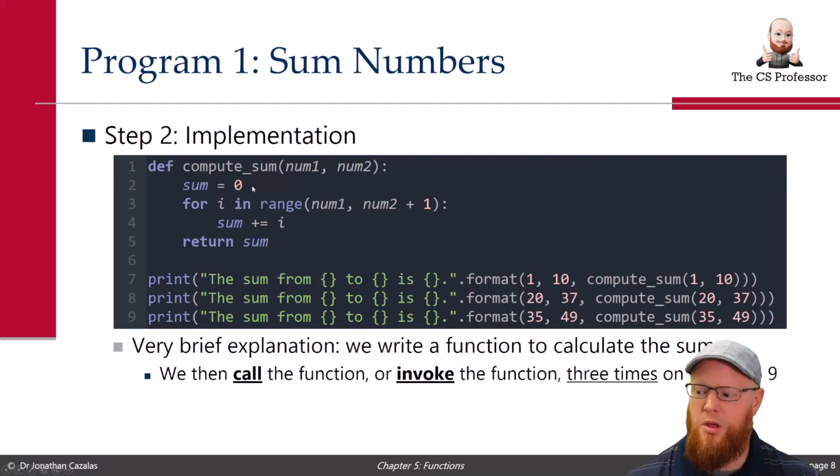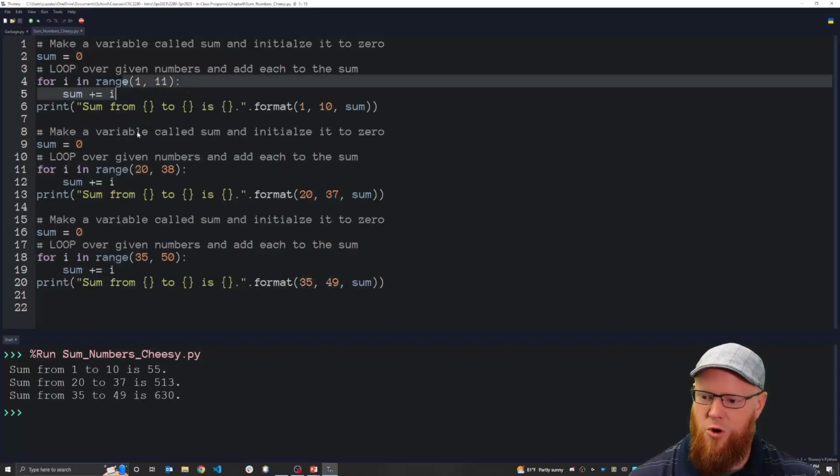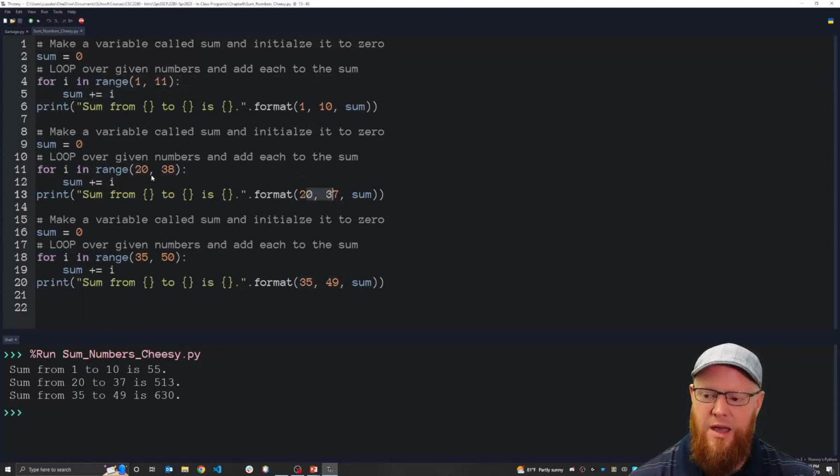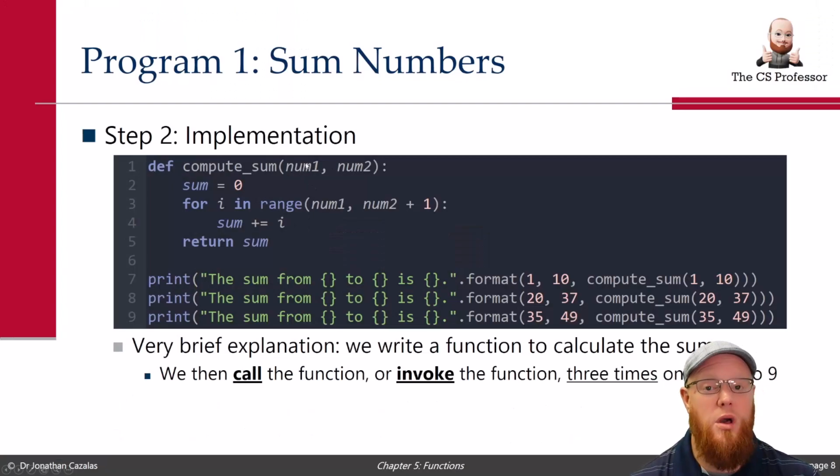We have a sum variable, we set it equal to 0. We do a for loop going from 1 up to not 10, but up to 11, right? So imagine num1 was 1, num2 was 10, and in our code, we had it go from 1 to 11. Or if I wanted to do from 20 to 37, I had to go from 20 to 38. So if num1 was 20, and num2 was 37, I would go from 20 to 37 plus 1, which is 38. At every iteration of the loop, I'm merely adding i to the sum.